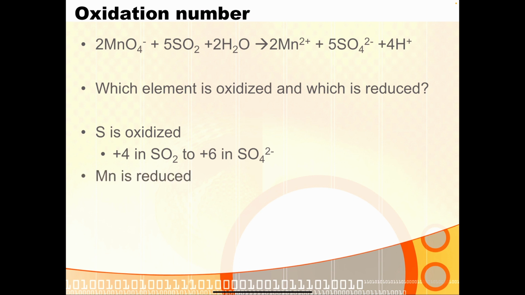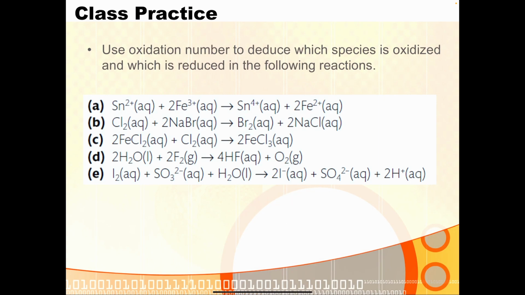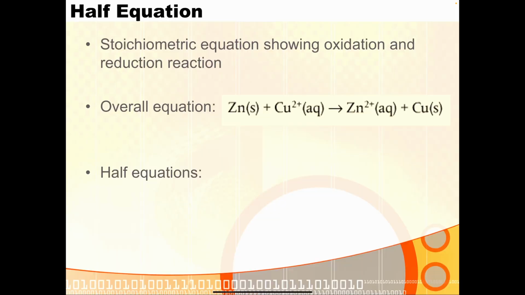And manganese is reduced. Why? Because it was plus 7 in manganate and then it became plus 2 in manganese 2 plus. So that's the reason why it is reduced. Now these numericals, these equations, you can try by yourself. See, if you practice you become better, so practice them.